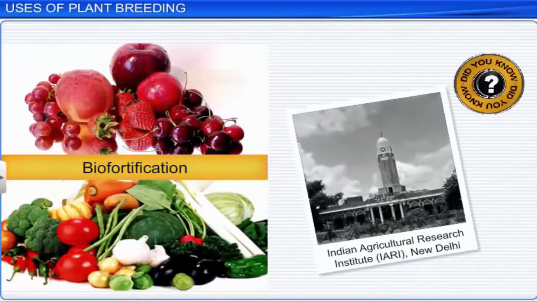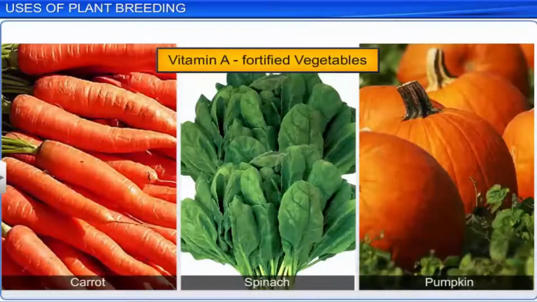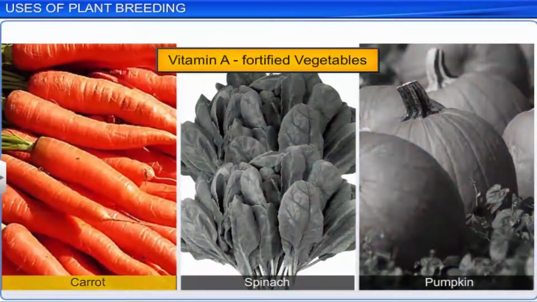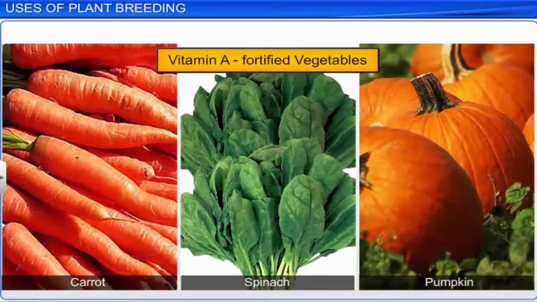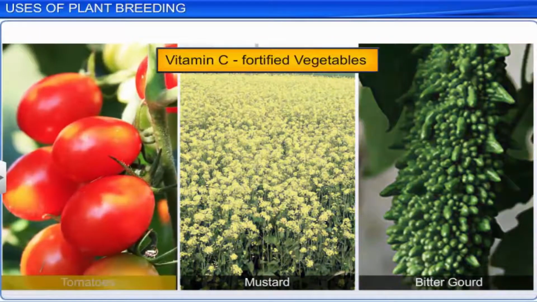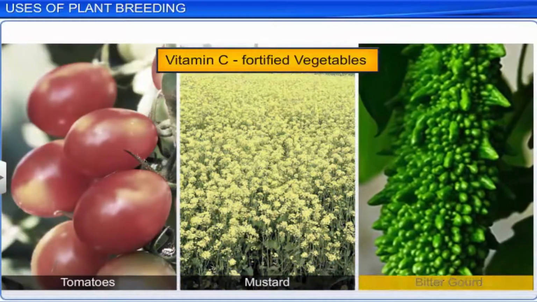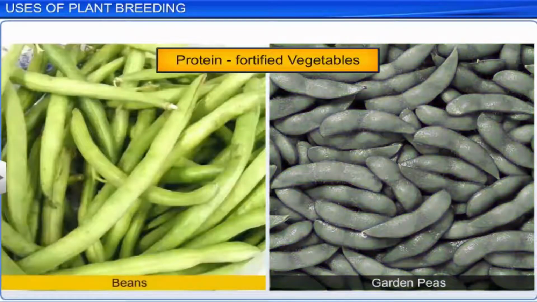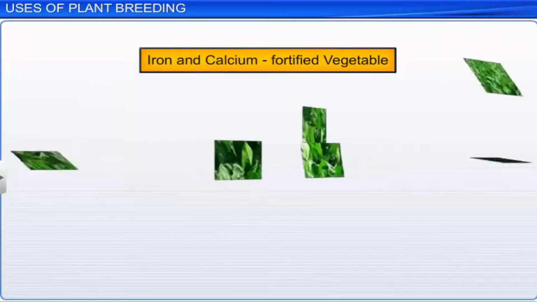Did you know that the Indian Agricultural Research Institute, New Delhi, used biofortification to develop several fortified fruits and vegetables? Examples include vitamin A fortified carrot, spinach, and pumpkin, vitamin C fortified tomatoes, mustard, and bitter gourd, protein fortified beans and garden peas, and iron and calcium fortified spinach.